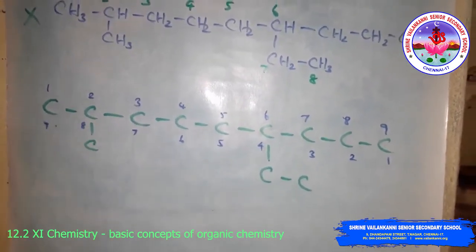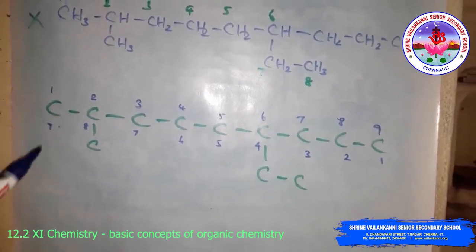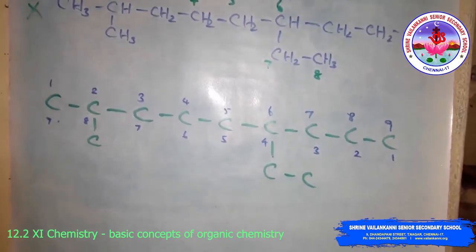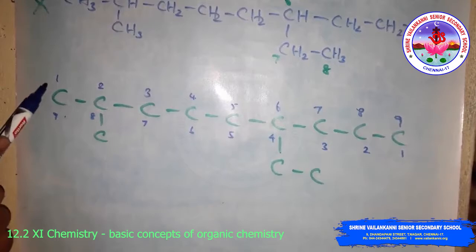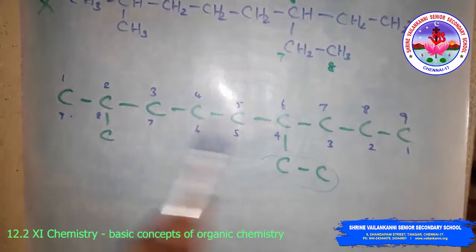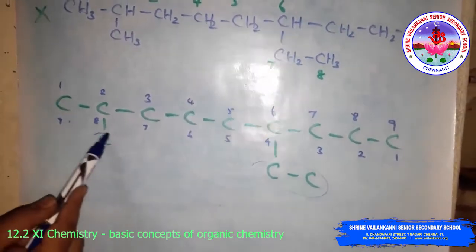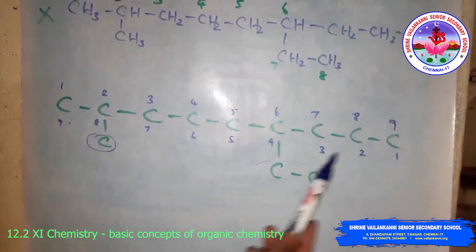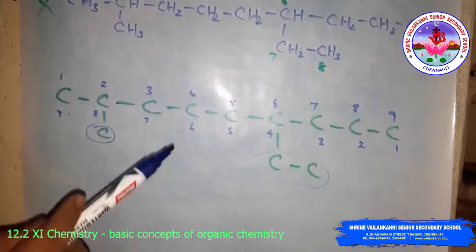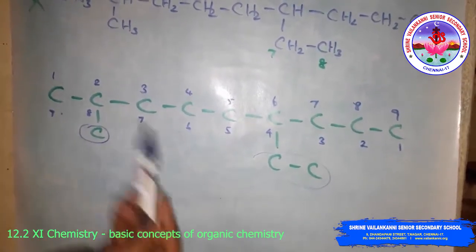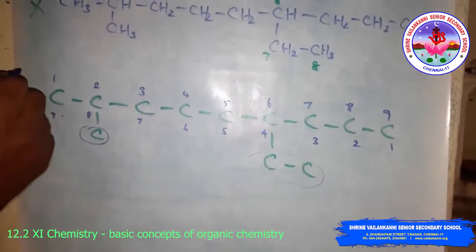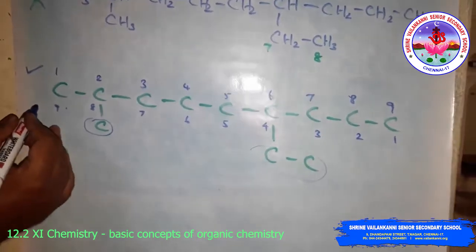You have to find which is the correct method. There is a rule: the numbering is done in such a way that the branched carbon atoms get the lowest possible number. Here, which is the lowest possible number? Here one branch is there and here one branch is there. Look, count here 1, 2. Second carbon has a branch. On this side, the fourth carbon has a branch. So you have to choose the lowest possible number, the lowest branched carbon. The lowest branched carbon is from left to right. So the first way is correct, and this way is wrong.